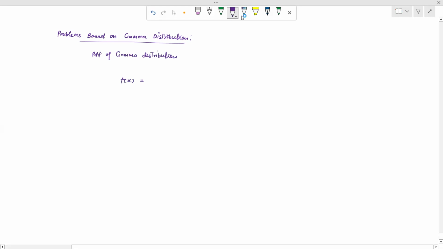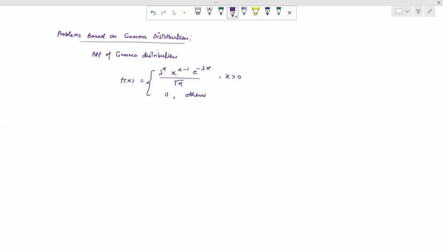f(x) is equal to lambda raised to the power alpha, x raised to the power alpha minus 1, e raised to the power minus lambda x, upon gamma alpha, where x is greater than 0, and 0 otherwise. So here we have two parameters, alpha and lambda, both are positive.